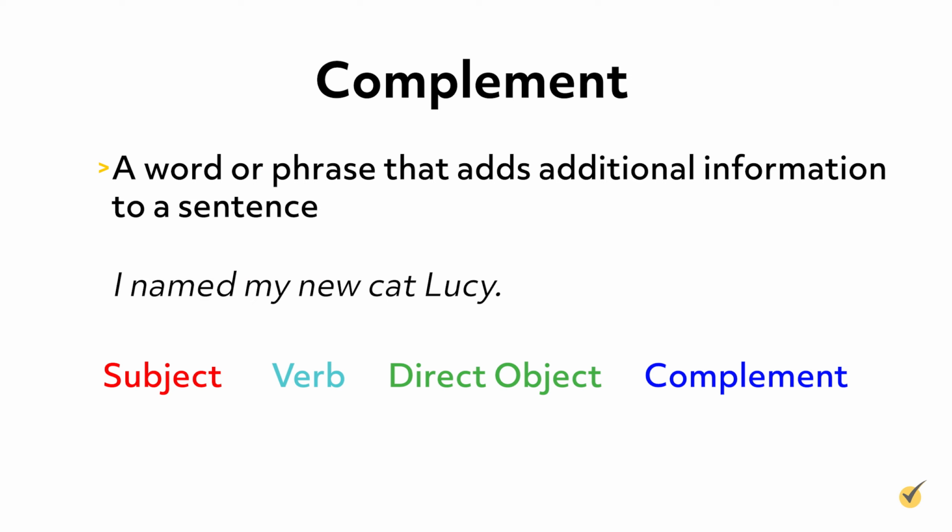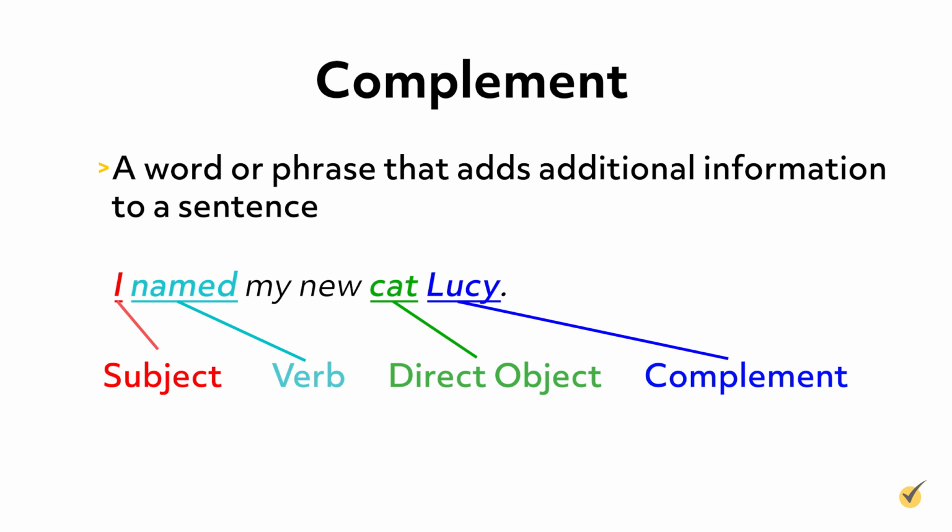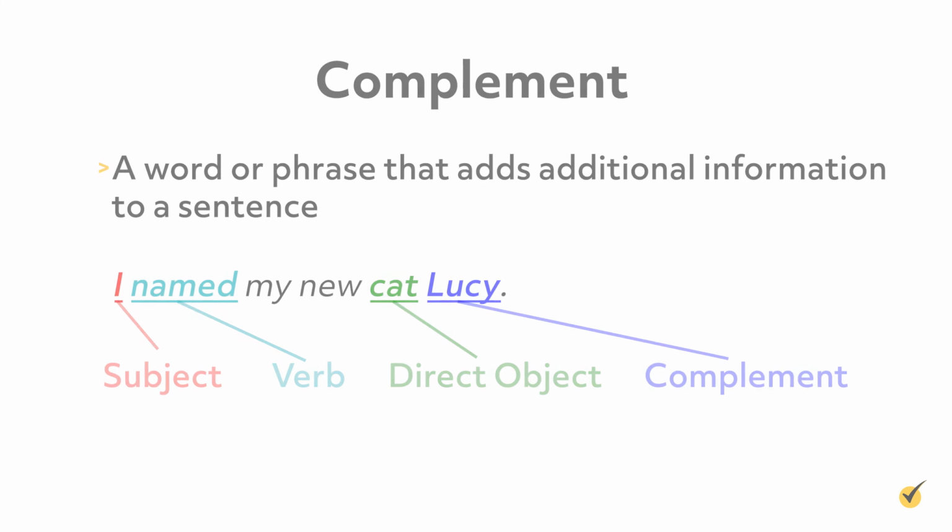Here's another example. I named my new cat Lucy. Once again, let's quickly label each word. I is the subject, named is the verb, and cat is the direct object. Just like troublemaker in the previous example, the word Lucy is providing us with extra information that tells us more about the noun cat. So it is a noun that is taking on the role of a complement.